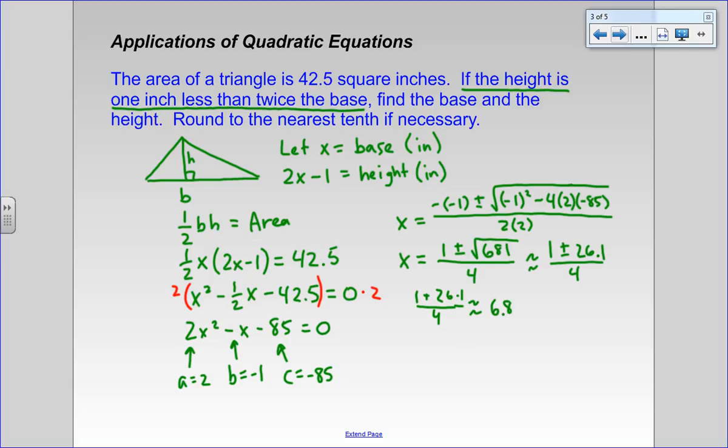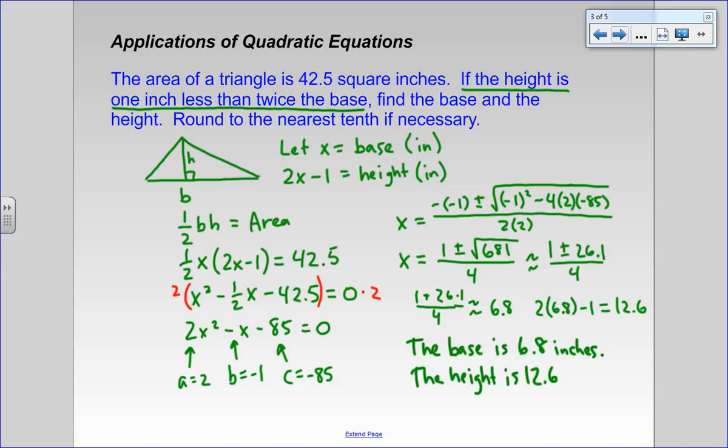And that's the base of the triangle. To find the height, we then need to take twice the base, 2 times 6.8, and then subtract 1. This gives us 13.6 minus 1, or 12.6. Now let's state the answer to the problem clearly. We can say that for this triangle, the base is 6.8 inches, and the height is 12.6 inches.